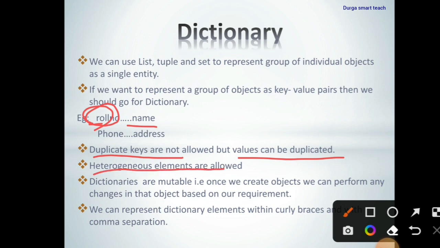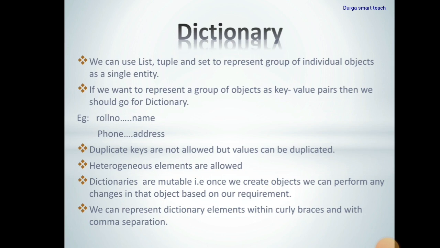Heterogeneous elements are allowed. Heterogeneous elements means different types of data. You can store integers, floats, strings, whatever the data, a combination of different types of data. Next, dictionaries are mutable. Mutable means once we create dictionary objects, we can perform any changes in that object based on our requirement. We can add the data, delete the data, and modify the existing data. We represent dictionary elements within curly braces with comma separator.